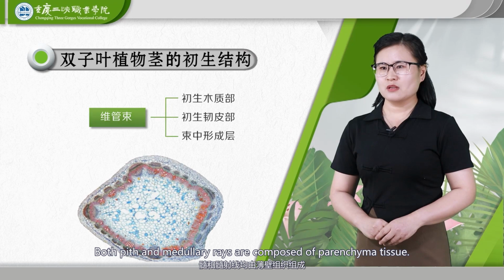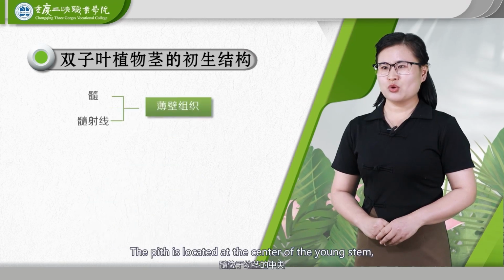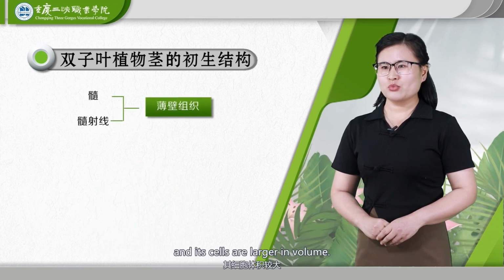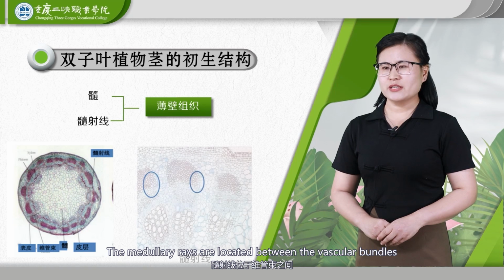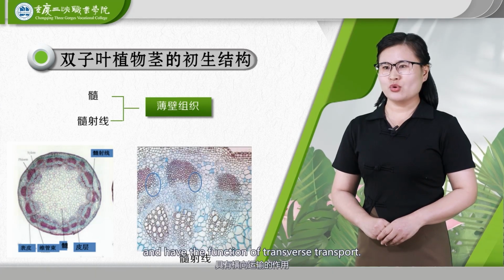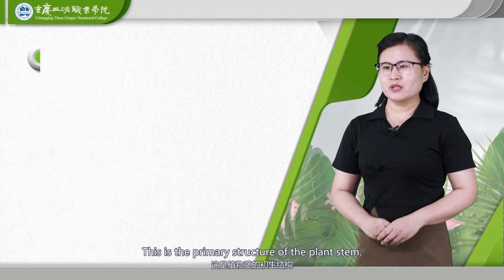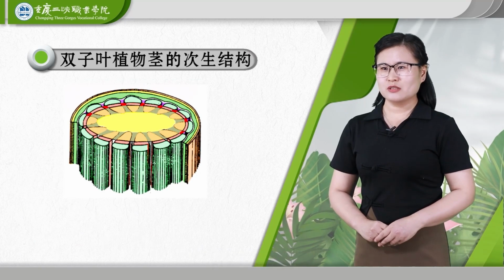Both pith and medullary rays are composed of parenchyma tissue. The pith is located at the center of the young stem, and its cells are larger in volume. The medullary rays are located between the vascular bundles and have the function of transverse transport. This is the primary structure of the plant stem.